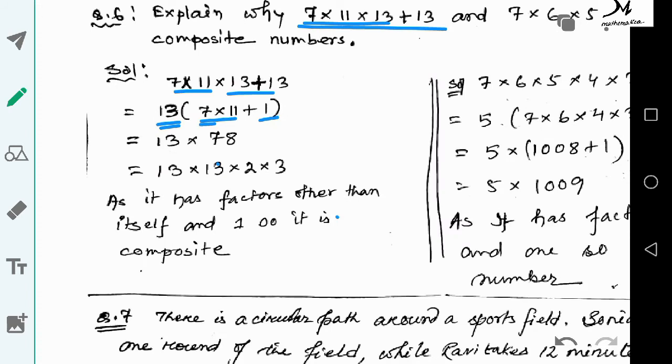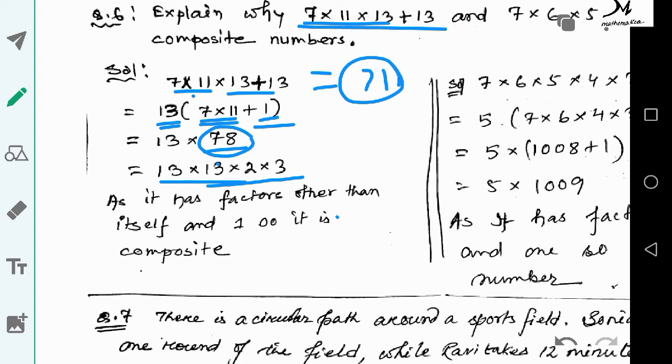So now 7 into 11 is 77, plus 1 we have got 78, and after factorization of 78 we have got 13 into 2 into 3. That means whatever number we get after calculating this, it doesn't matter, its prime factorization is this.